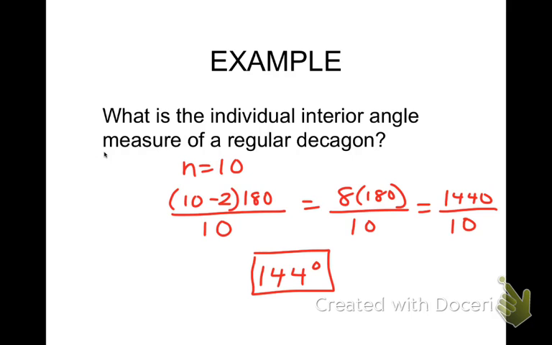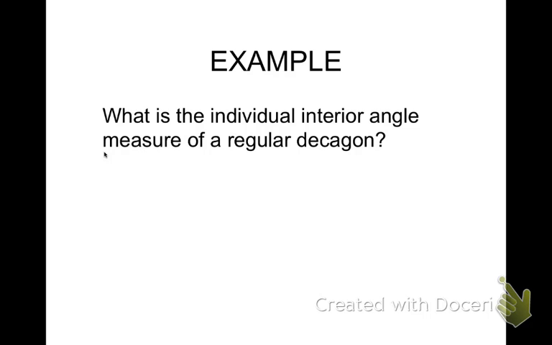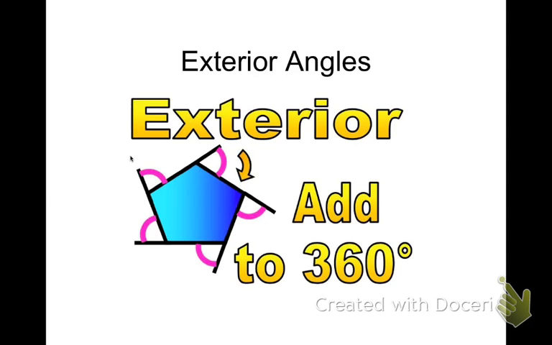36, because it would be the supplement of 144, right? So we said that the interior and the exterior are supplementary of each other. All right, flip on to the back for exterior. Exterior, there is no trick to it. It's so easy that you guys are probably going to get it wrong on your quiz, because it is that easy. There is no formula.